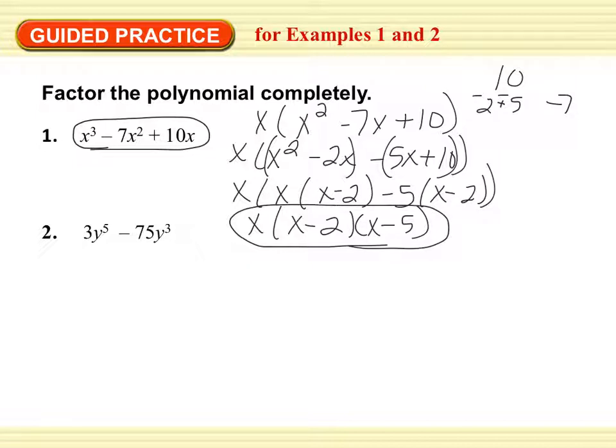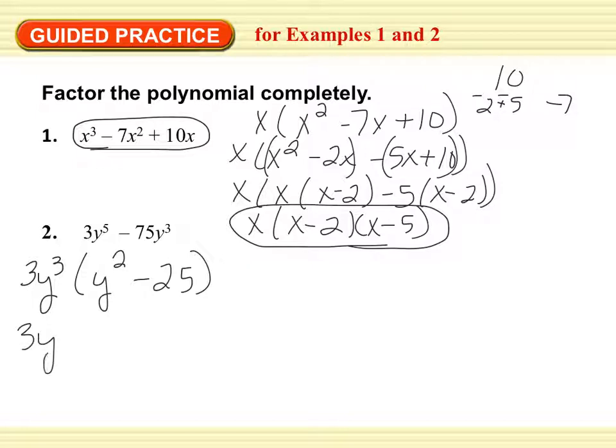Here, I'm hoping it's a difference of cubes. Let's see if I can factor out a monomial first. 3y cubed. That would give me a y squared minus 25. Oh, difference of squares. Cool, that's easier. 3y cubed, I've got y squared minus 25, which is the difference of perfect squares. That gives me y plus 5, y minus 5.